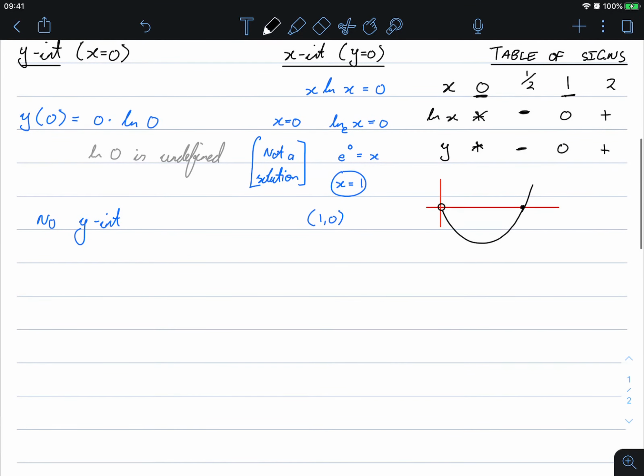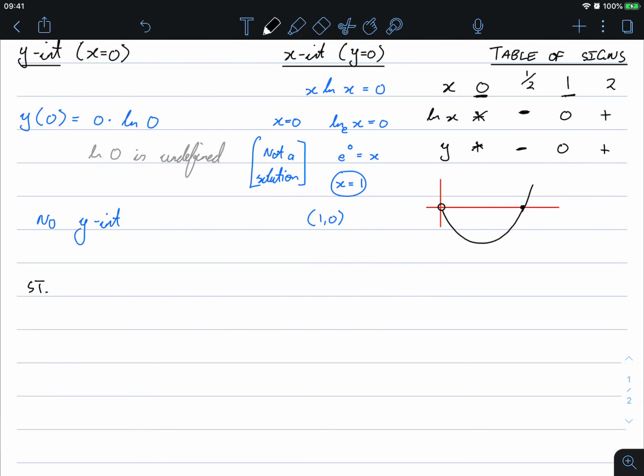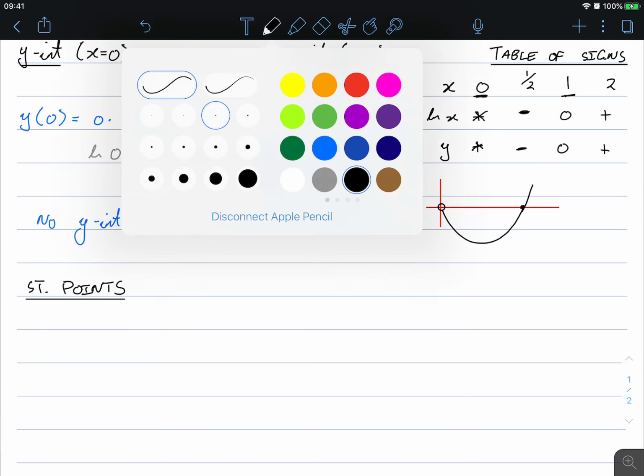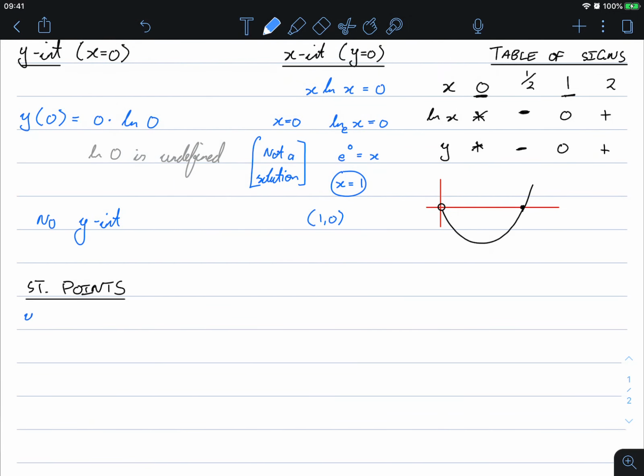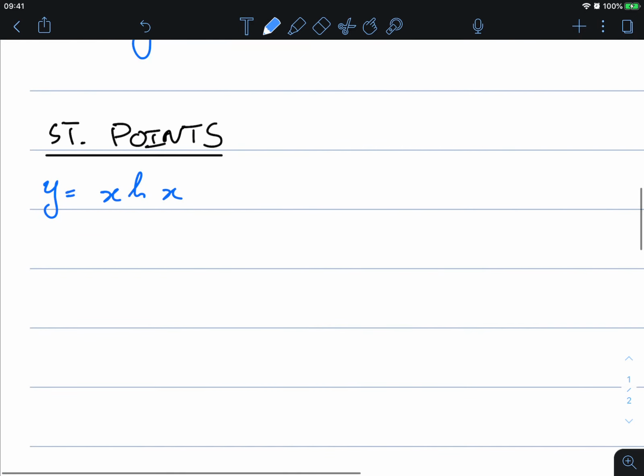So now let's find any stationary points that may exist. For this, we need the function, which is y equals x ln of x, and we need to find the derivative of this expression. For this, we're going to be doing the product rule.